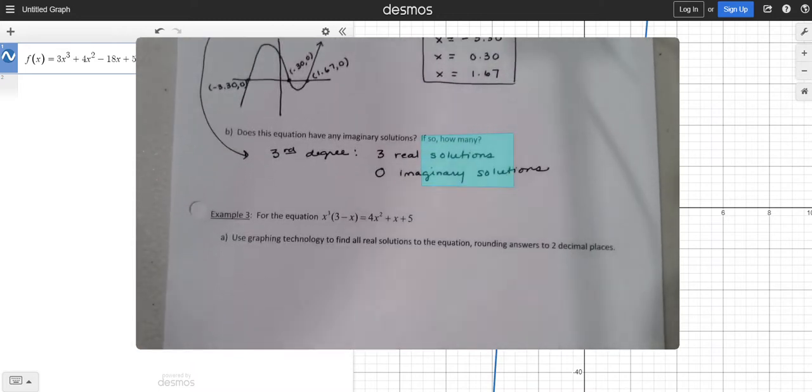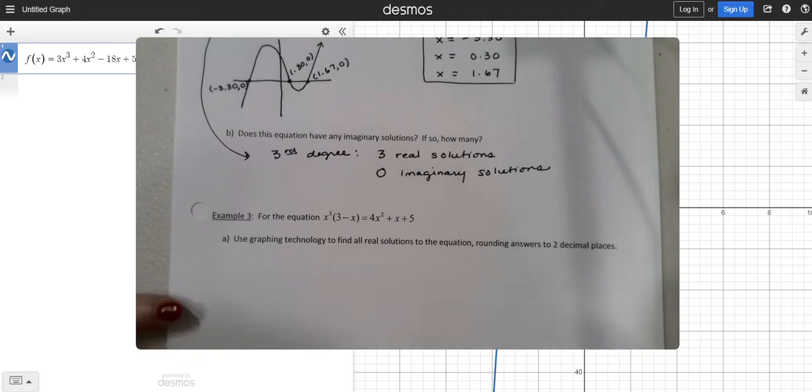All right. What about example 3? Once again, I've got an equation to solve, and I'd really like to turn that just into a function equal to 0, so I can use those x-intercepts again. So I'm going to go ahead and multiply this out. It just helps me to see the degree a little bit better.